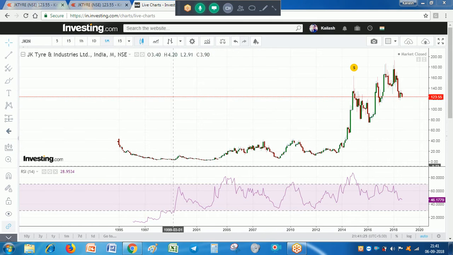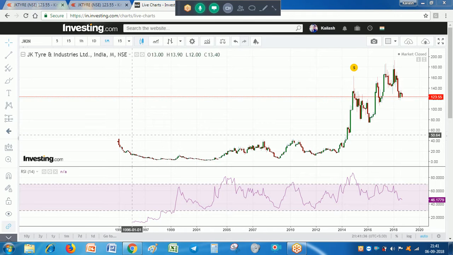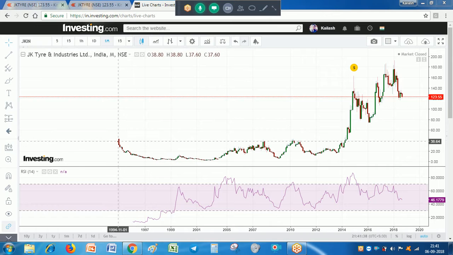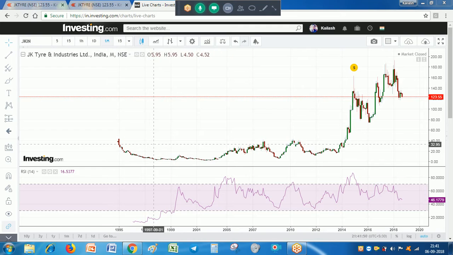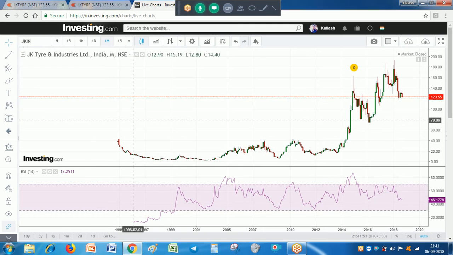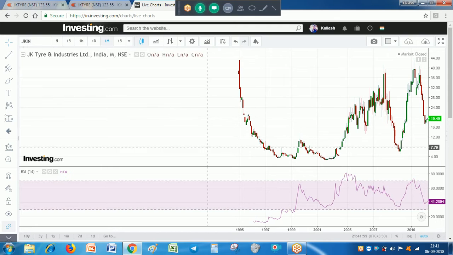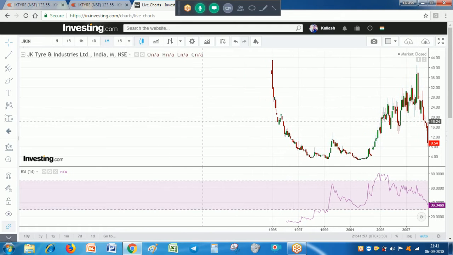So friends, I have opened JK Tire on the monthly time frame, so that we can see the whole lifetime chart of the stock and understand everything from the very basics and from the beginning. We could see how the stock has behaved in its whole journey from its initial listing on the stock market, how it is doing. So friends, first of all, I will go back to the initial time of its listing.